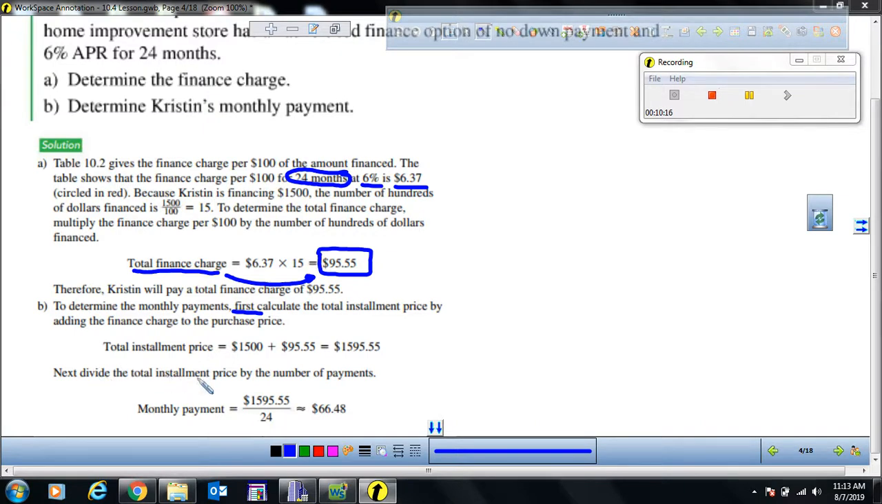Next, we divide the total price by the number of payments. That was given in the information: the loan was for 24 months. So that total installment plan divided by 24 is 66.48, and that should be the monthly payment, the minimum monthly payment that she has to give.